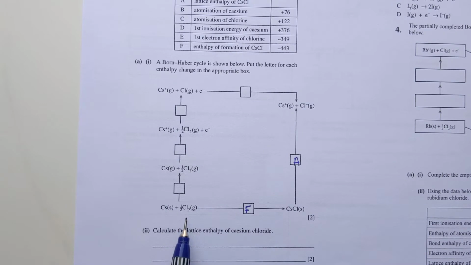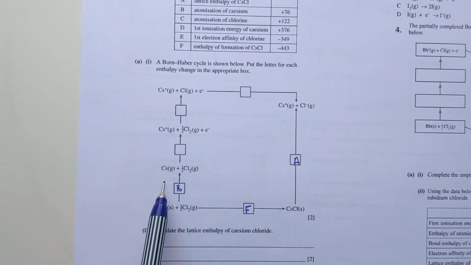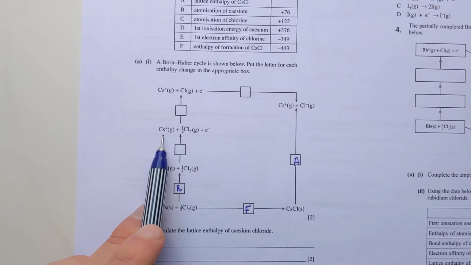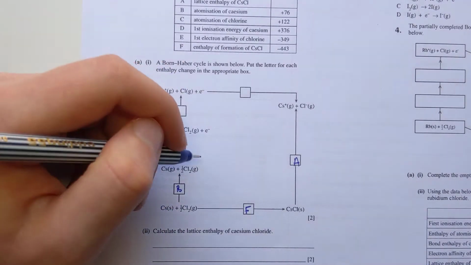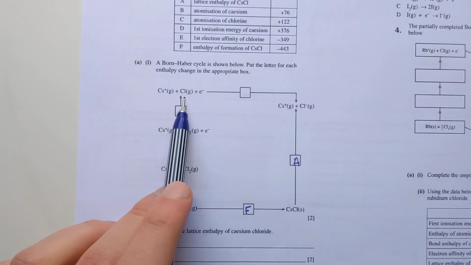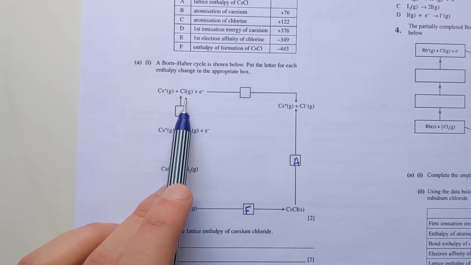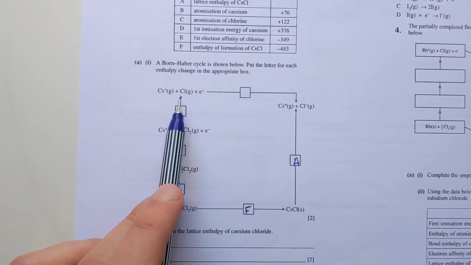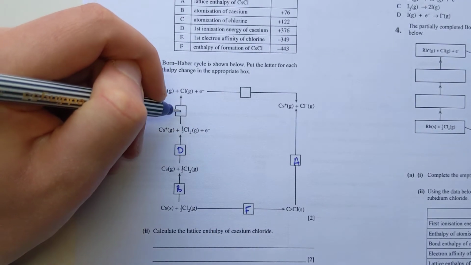Now going around the other side of our cycle, we're going from cesium as a solid to cesium as a gas. That would be the atomization of cesium, which is B. Then we're transitioning cesium gas into the cesium plus ion with an electron left over. That'd be the first ionization energy of cesium, which is D. We're then splitting up our chlorine molecules into single chlorine atoms. Again, you always have to be careful about this bit. We're forming 1 mole of atoms, therefore that is still the atomization of chlorine, which is the energy we've got in the table, so that is C.